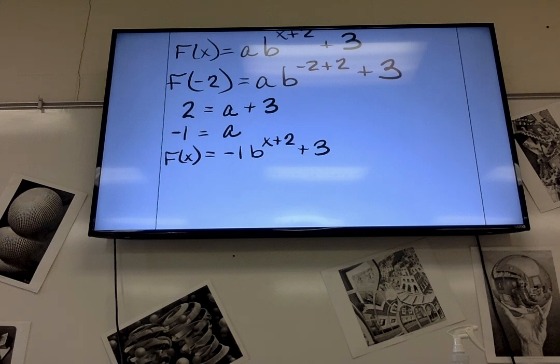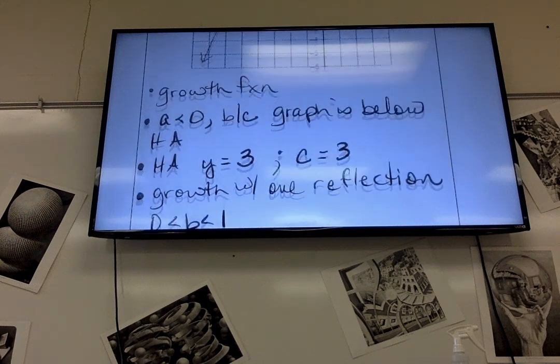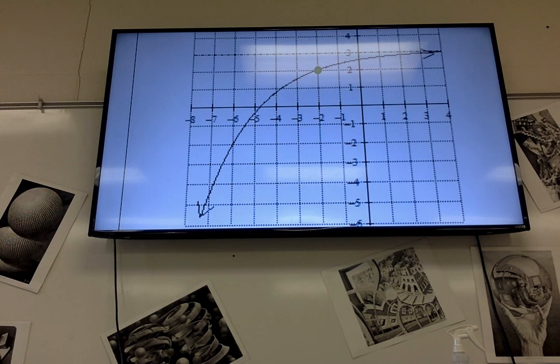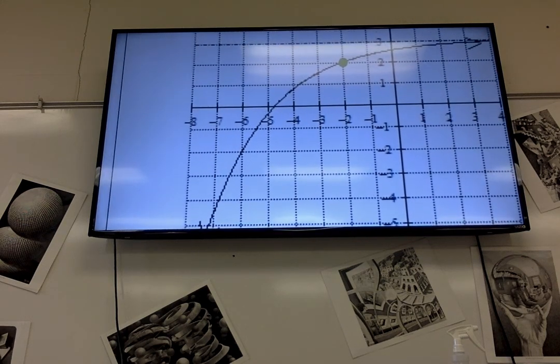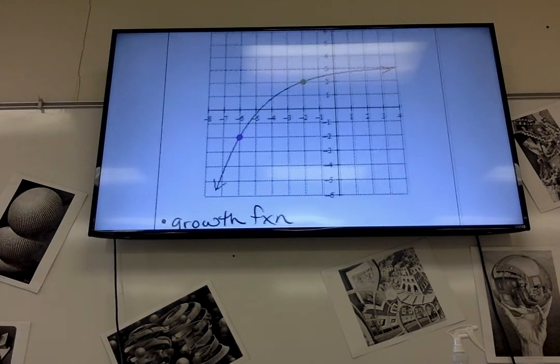Now we got to figure out what b is. To do that, I'm going to need another x-y point from this graph, one that's exactly on a corner. Yeah, right here. That one's on a corner. So when x is negative 6, y is negative 2.